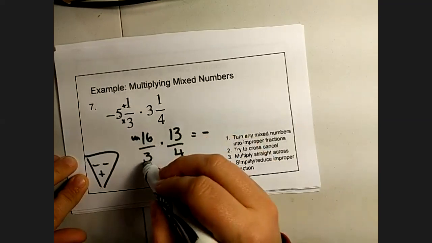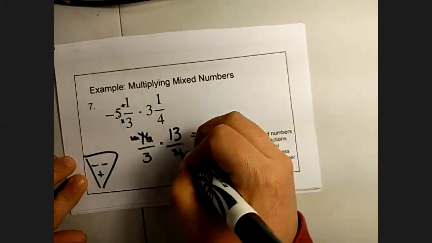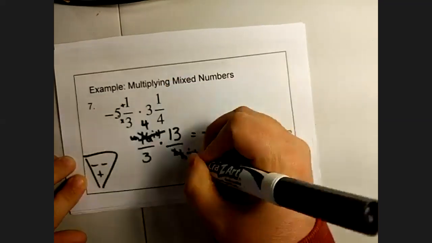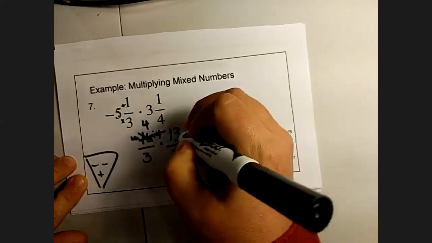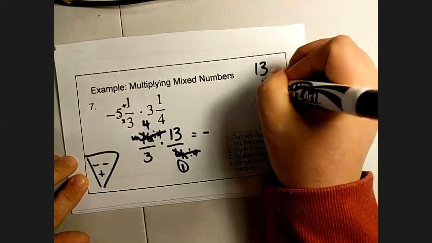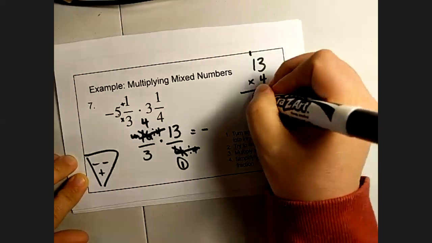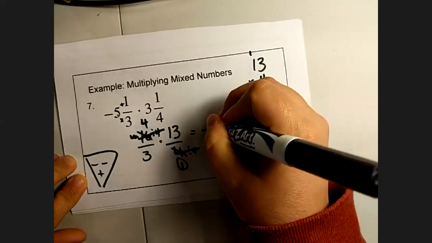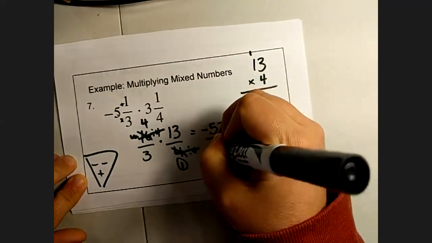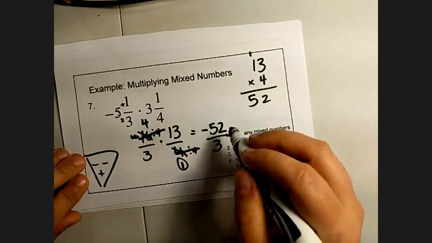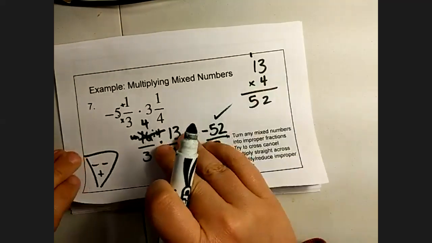13 and 3, I can't cancel at all. 16 and 4, I can divide both of them by 4. That's going to give me 4 and 1. 4 times 13, I can stack and multiply over here. 13 times 4, 12, carry the 1, and 5. So I've got negative 52 over 3. Okay. And I can't simplify that, so I'm good to go, and I'm done.